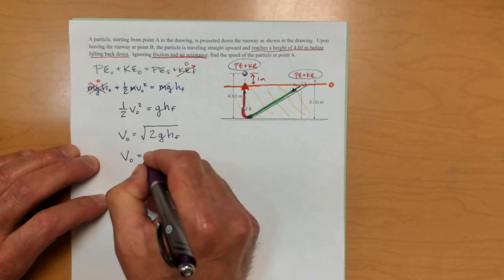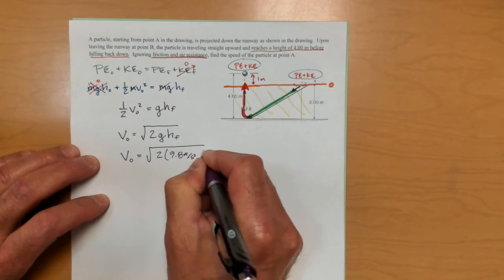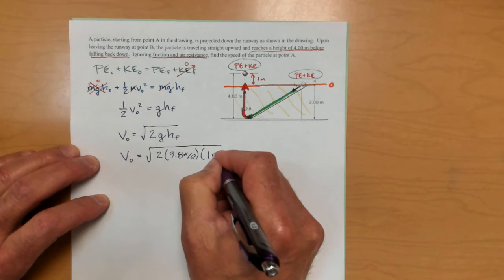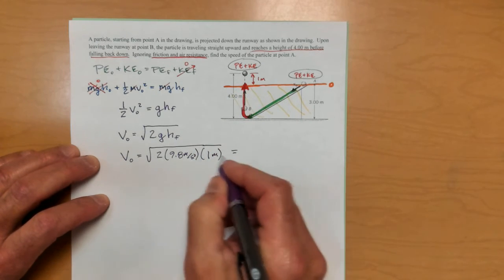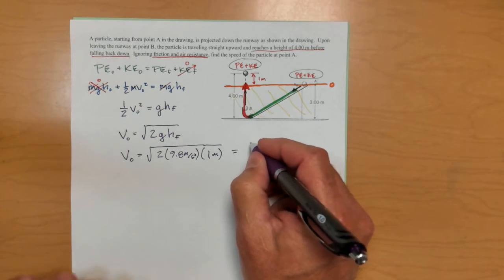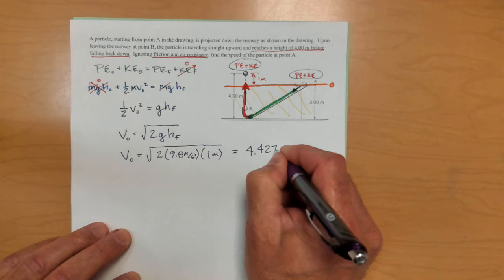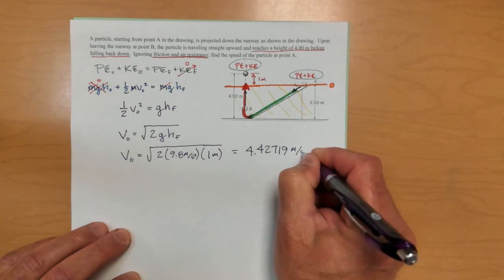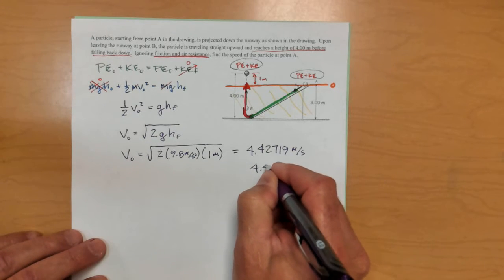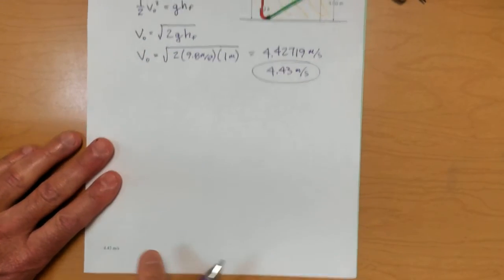So we get V naught equals root 2 times 9.8 meters per second squared times the height. What's our height? Well, it went up 1 meter. That's going to be the square root of 19.6, which is really close to the square root of 20, which is more than 4 and less than 5. If you plug and chug, you get 4.42719 meters per second. Check the units. Yep, they check out. So this is going to be 4.43 meters per second, which checks out with our answer down below.